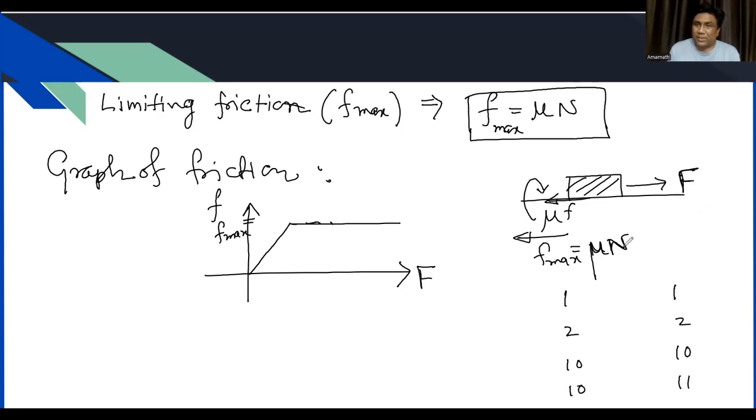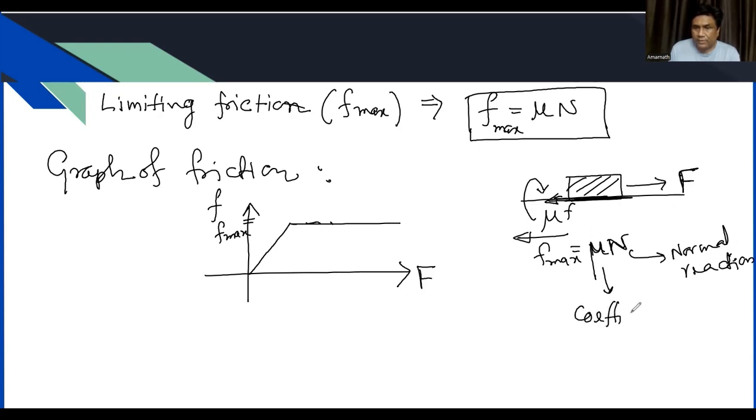So actually what happens, you see, N is the normal reaction here. And mu is a quantity that denotes the roughness of the surface. That mu is called the coefficient of friction. What is mu? That is called coefficient of friction. It indicates the more will be the roughness of the surface.